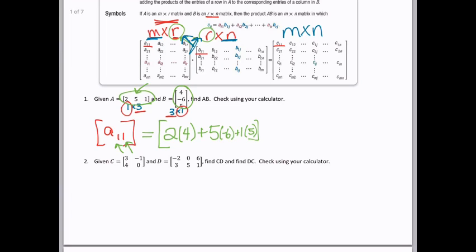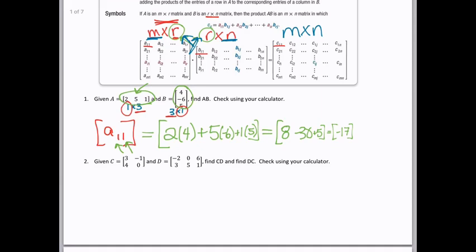So for this one, I would just simplify all those. I'd have 8 minus 30 plus 5. So our answer here would be just a 1 by 1 matrix of -17.